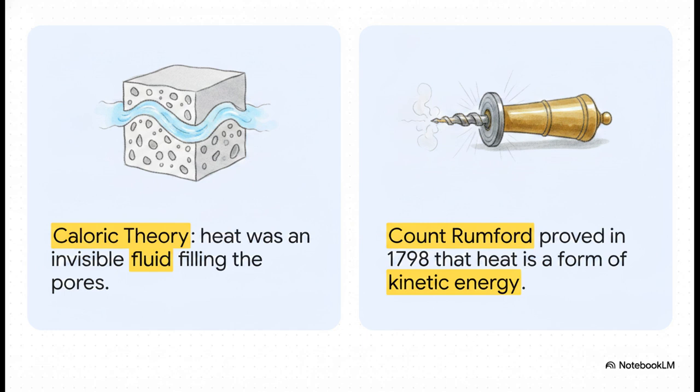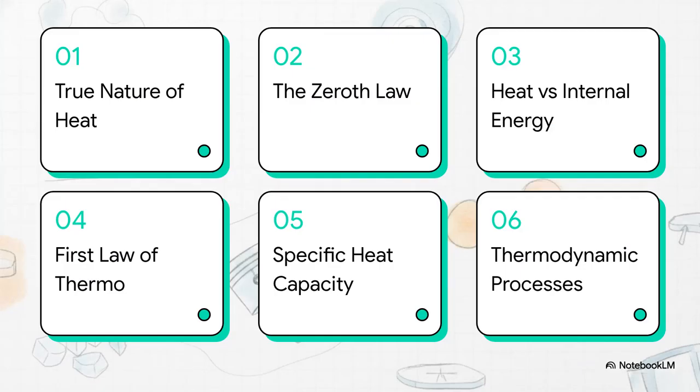He observed that boring a brass cannon with a blunt drill generated enough heat to actually boil water. Now, if heat was just a fluid, a sharper drill should have scooped out more of it, right? Instead, the heat depended entirely on the mechanical work done by the horses turning the drill. It's a brilliant experiment that proved once and for all that heat is a form of kinetic energy, not some invisible liquid. So here is our roadmap for today's explainer.